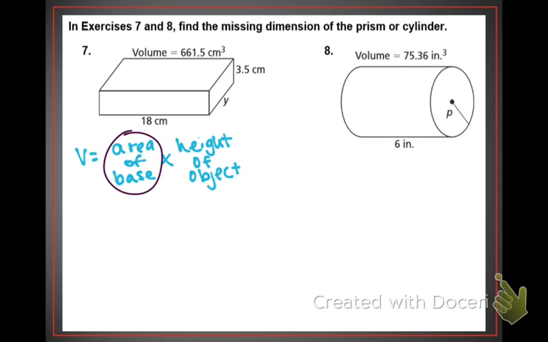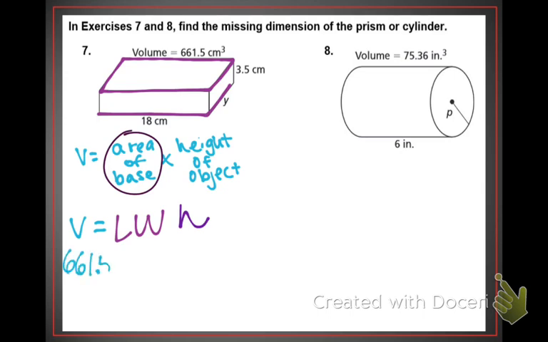18. And? Sure, so you're saying the bottom. What is the area formula for a rectangle? Length times width. So volume will equal length times width times, we'll call it still the height of the object. Do we know the volume here? Yes, what is it? Yeah, 661.5.